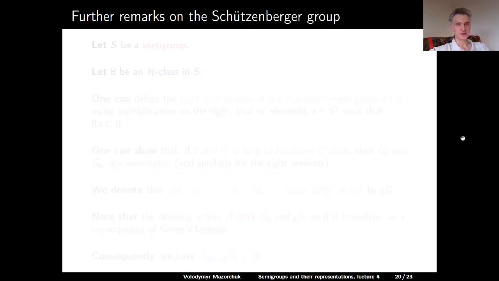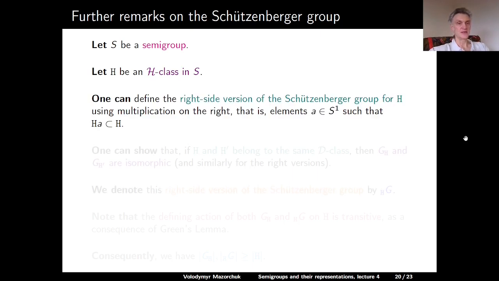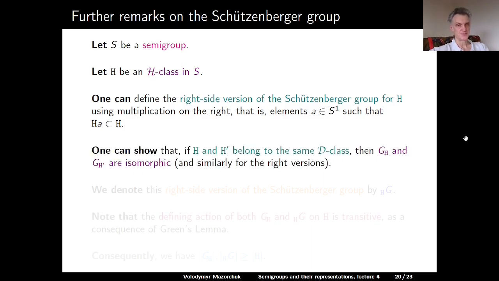Okay, some further remarks on the Schützenberger group. So let S be a semigroup and H an H class in S. One can define the right side version of the Schützenberger group for H using multiplication on the right, that is, the elements a in S upper 1, such that Ha is a subset of H. One can show that if two H classes H and H prime belong to the same D class, then the corresponding left Schützenberger groups G_H and G_H prime are isomorphic. And similarly for the right versions of the Schützenberger group.